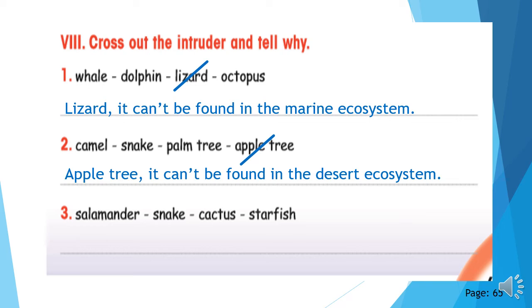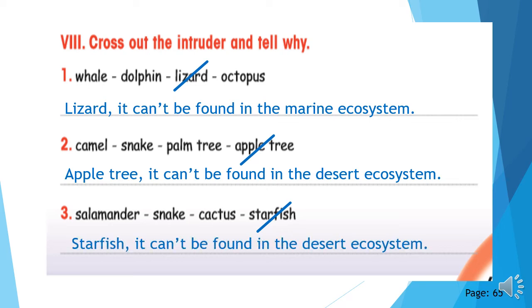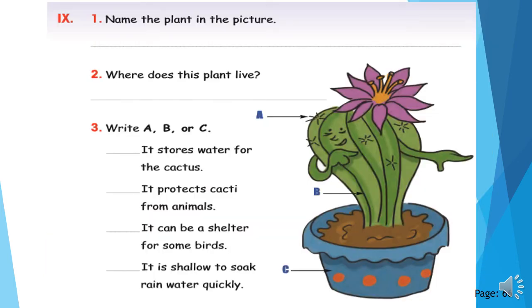So which one is the intruder here? The starfish. Excellent. So I have to write it on the line. And then it cannot be found where? In the desert ecosystem. Excellent, guys. Let's go now to page 66.